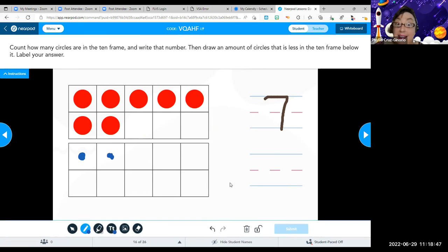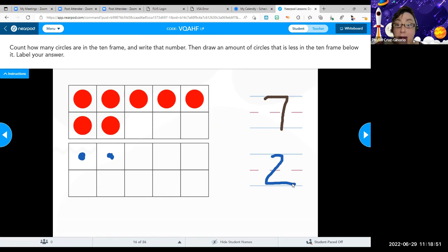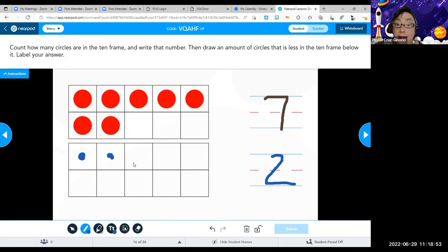Is 2 dots less than 7? Yeah, I agree. They don't match up. One's much less. Okay, 7 is greater than 2. 2 is less than 7. Okay, what else could we do? Can you think of another one? How about this one?